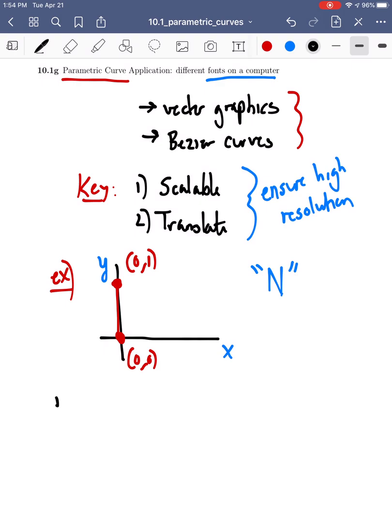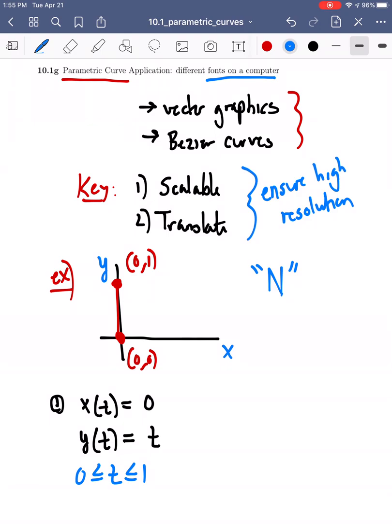So if we call this the first piece, our x of t is identically equal to 0, because our x value does not change on that vertical line. Now our y value is going to change from 0 to 1. So this is where we have something come in. If we're using a parameter t, we could describe any point between 0 and 1 if we let y equal t, but then we have to make sure that our t value is going strictly between 0 and 1. So when t is 0, y is 0. When t is 1, y is 1. When t is 1/2, we're at the point (0, 1/2).